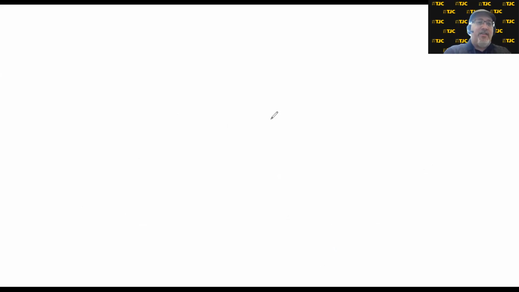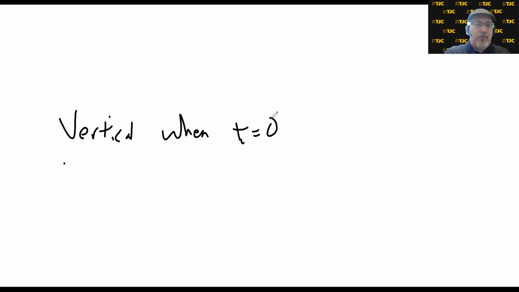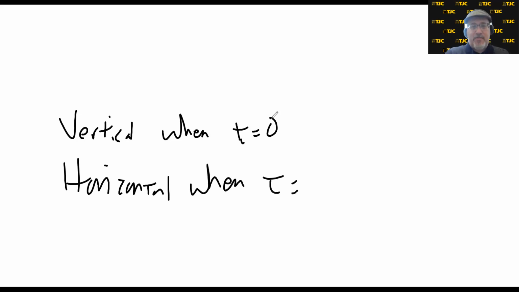So we can say that we have a vertical tangent line when t is equal to 0, and we have a horizontal tangent line when t is equal to plus minus 1. So where on the graph is this? Let's go to the graph in Desmos, since it's a little bit more accurate than my hand-drawn graph.